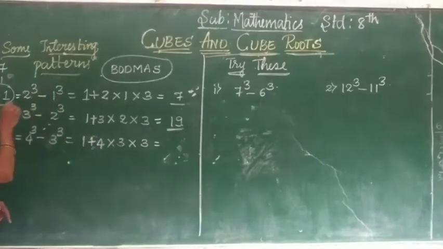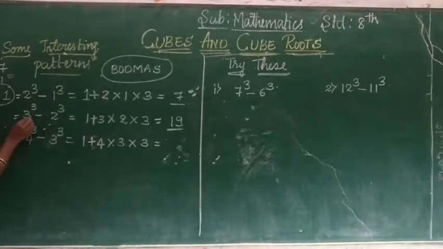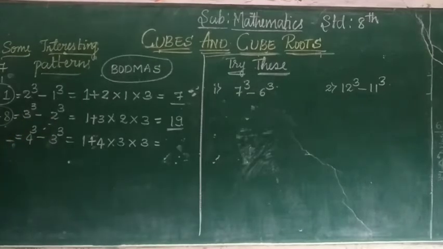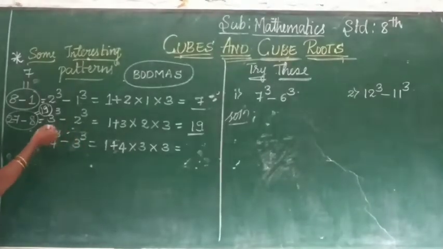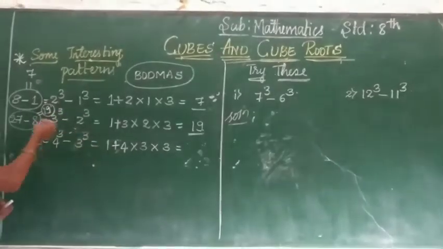Now let us check whether this is right or wrong. 3 cube is 27. 2 cube is 8. Now let us subtract. 27 minus 8 gives 19. Yes, our answer is right. Children, do the last problem, 4 cube minus 3 cube, by using this pattern yourself.